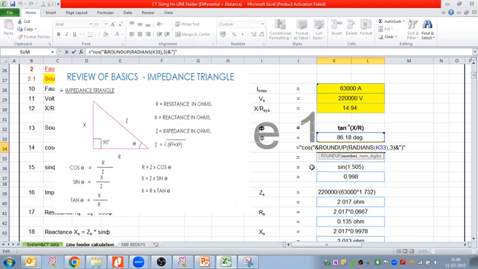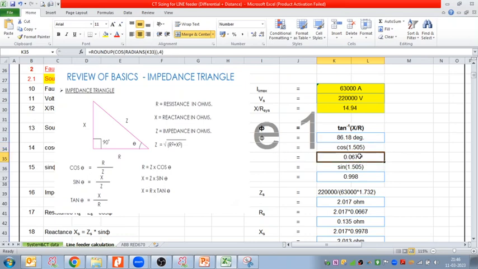Now we convert this into radians; in radians it comes to 1.505. Anyway, you can also take cos 86.18 degrees, and this comes to 0.067. This is the cos theta value, and the sin theta value will be 0.998 when you have 86.18 degrees, right?